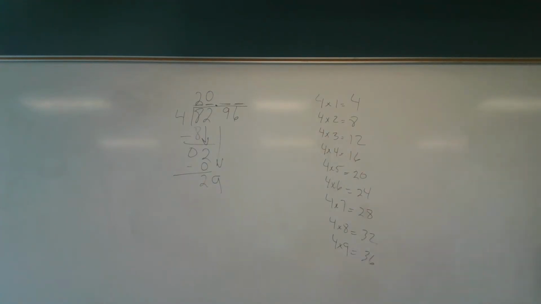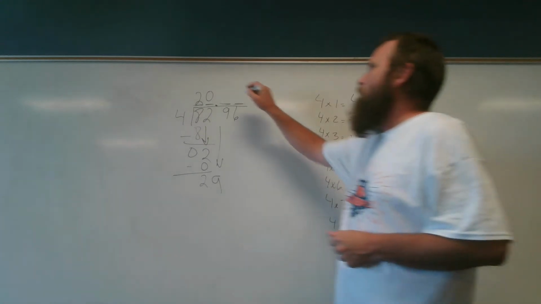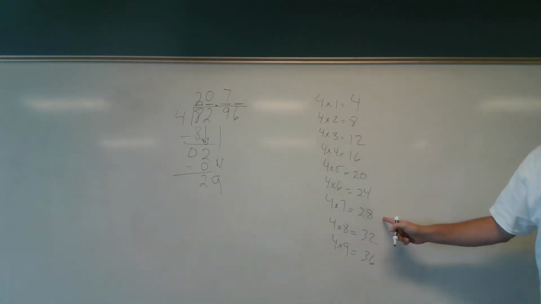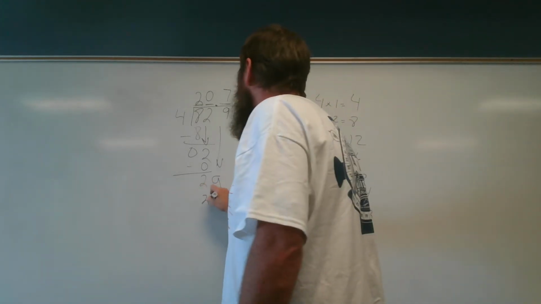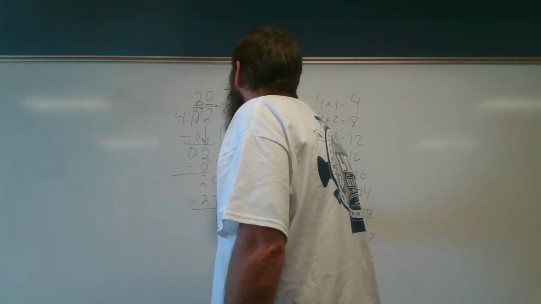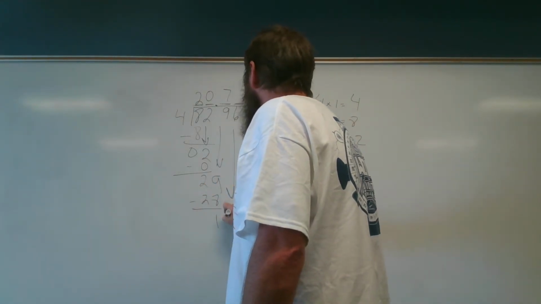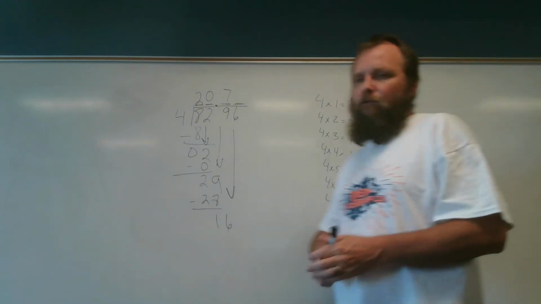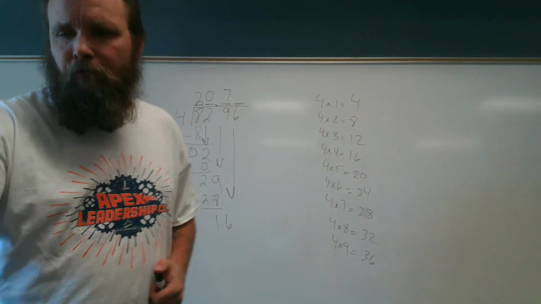Now I need to take 4 into 29. How many times is 4 going to go into 29? 7 times. And what is 7 times 4? 28. It makes my life real easy if I have my list of multiples here. I don't need it with 4, but when I get to something like 14, maybe.